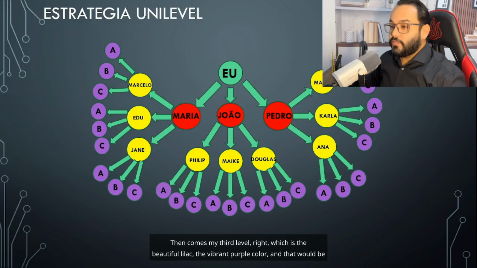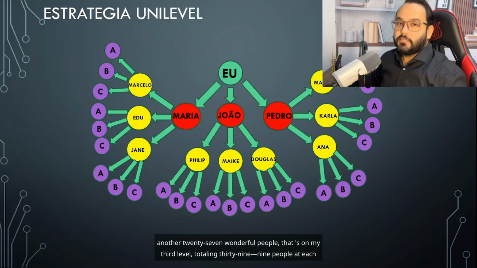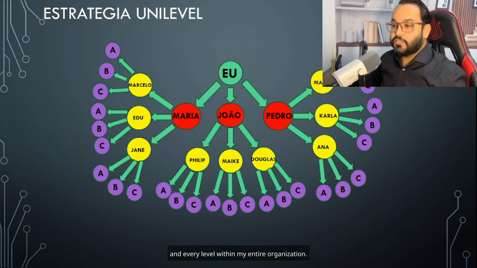Then comes my third level, right, which is the beautiful lilac, the vibrant purple color, and that would be another 27 wonderful people. That's on my third level, totaling 39 people within my entire organization.